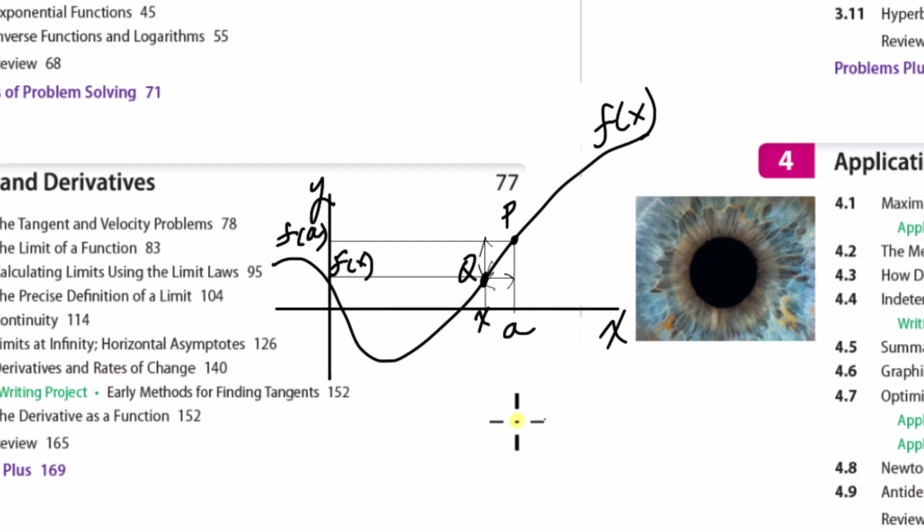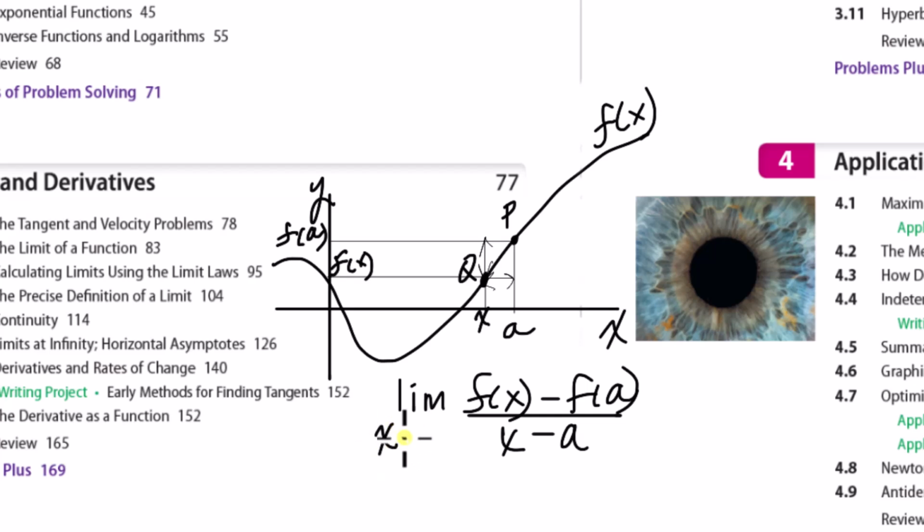Okay, so from this perspective, the difference quotient is f of x minus f of a, that's delta y, divided by delta x, which would be x minus a. There's the difference quotient from this perspective. And so the derivative is just the limit of the difference quotient as the denominator of the difference quotient goes to 0. So in this case, that would be as x approaches a. So there's one form of the derivative of f of x at point a.